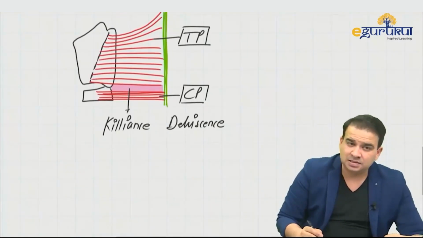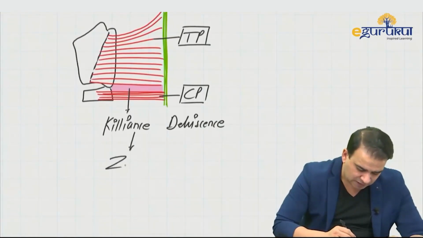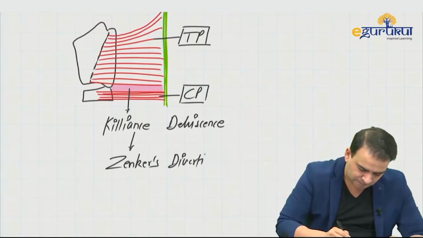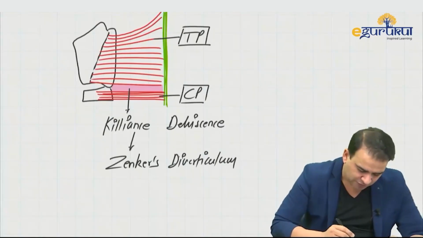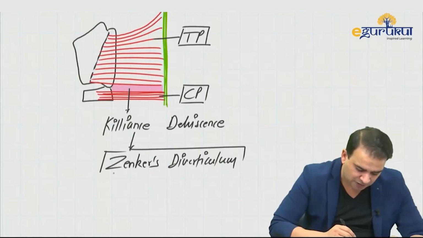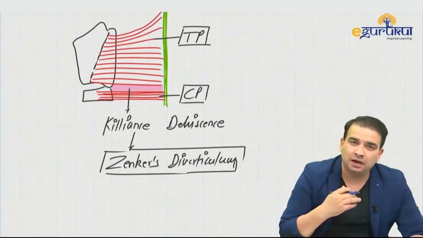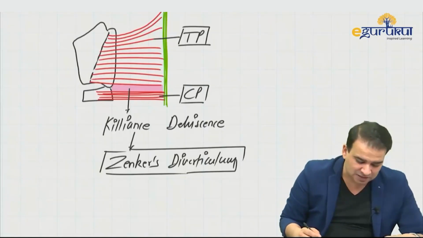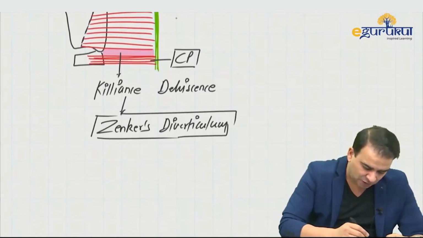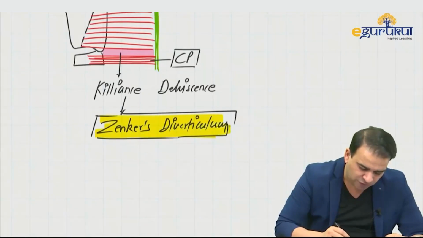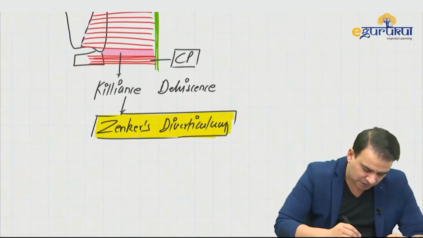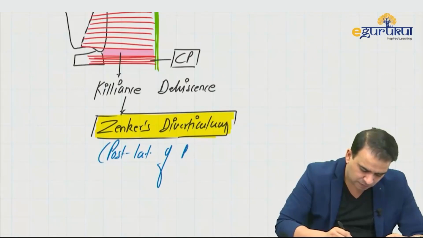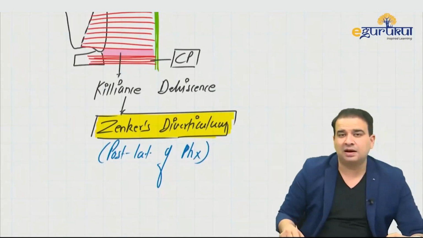And this Killian's dehiscence is the site for the Zenker's diverticulum. So if there is any neuronal incoordination between the thyropharyngeus and the cricopharyngeus, it will give rise to this diverticulum between the thyro and crico from the Killian's dehiscence, called Zenker's diverticulum. And this Zenker's diverticulum, please also note, is seen in which wall of the pharynx? It is present in the posterior lateral wall of the pharynx.